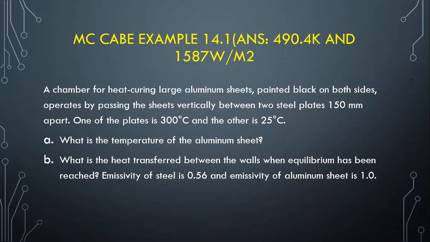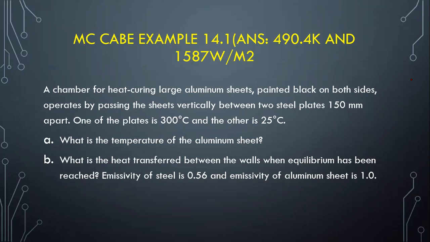So these are painted black on both sides. And then, ang mahalaga dito yung temperature. One of the plates is 300 degrees Celsius and the other is 25 degrees Celsius. Tapos, yung aluminum nyo nasa gitna. Imagine nyo, basically parang tatlong parallel sheets. Yung aluminum nyo nasa gitna, yung tinitreat nyo. What is the temperature of the aluminum sheet?